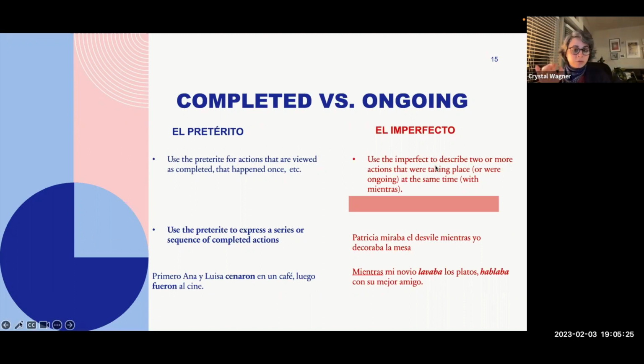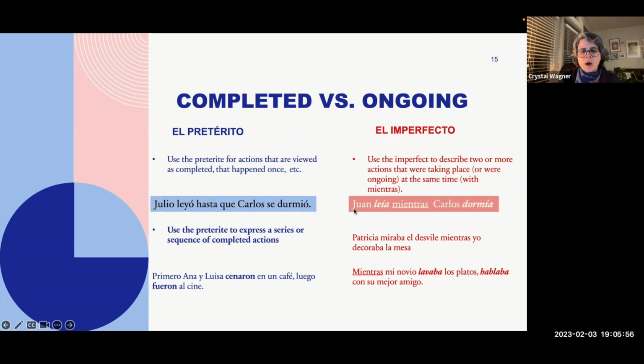However, there is another use here because we can use it to describe two or more things that were happening at the same time. So concurrent actions, right? The preterite wouldn't work because they're just one-time things while the imperfect are ongoing. So for these, we use the word mientras right here. So I have two examples here to show you. For the preterite, we have Julio leyó hasta que Carlos se durmió. But with the imperfect, Juan leía mientras Carlos dormía.